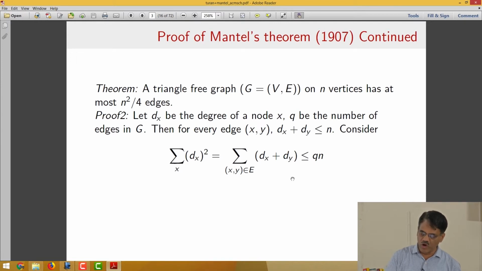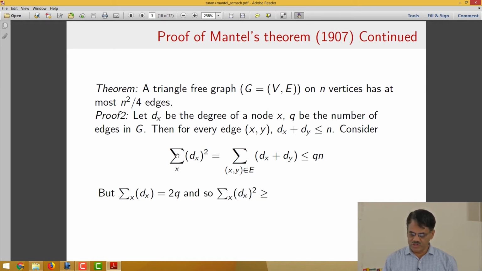So now I want to give a lower bound for summation dx square. But what do we know about summation dx? 2 into number of edges, and so we can give a lower bound for summation dx square. This is a very, very useful inequality that shows up. Suppose you have, let's say, 2 numbers that add up to 10, and I want a lower bound for the sum of the squares. What is the minimum number for the sum of the squares of the numbers? 2 numbers add up to 10, I don't know what the 2 numbers are. Okay. It could be 4 and 6, it could be 3 and 7, it could be 5 and 5, it could be 8 and 2, whatever.